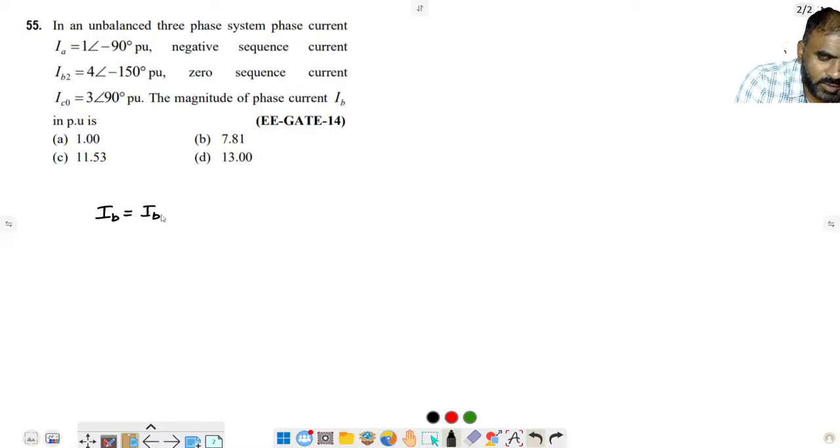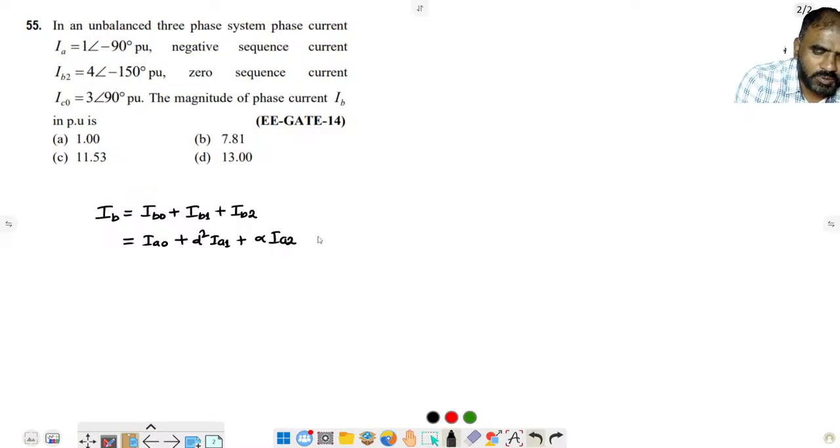IB naught plus IB1 plus IB2. You may also say this is what? In terms of A phase currents, IA naught plus alpha square IA1 plus alpha times IA2. Okay, clear?